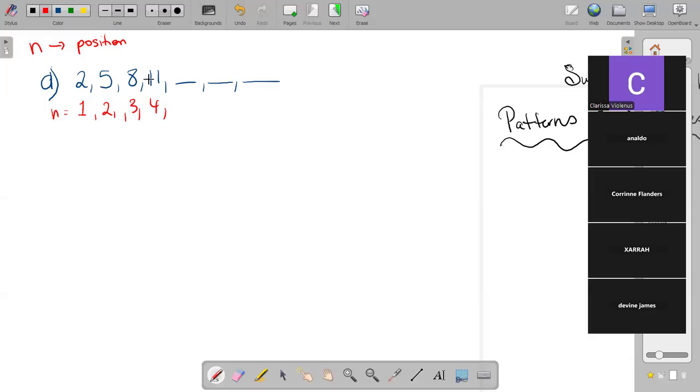Awesome. So if I want to find the missing numbers, I would have to figure out what is done to the first term in order to get to the second term. Can anybody tell me what is being done to move from 2 to 5? It's an increase, but by how much? Try again. It's plus 3, because from 2 to 5 is plus 3, 5 to 8 is plus 3, 8 to 11 is plus 3.